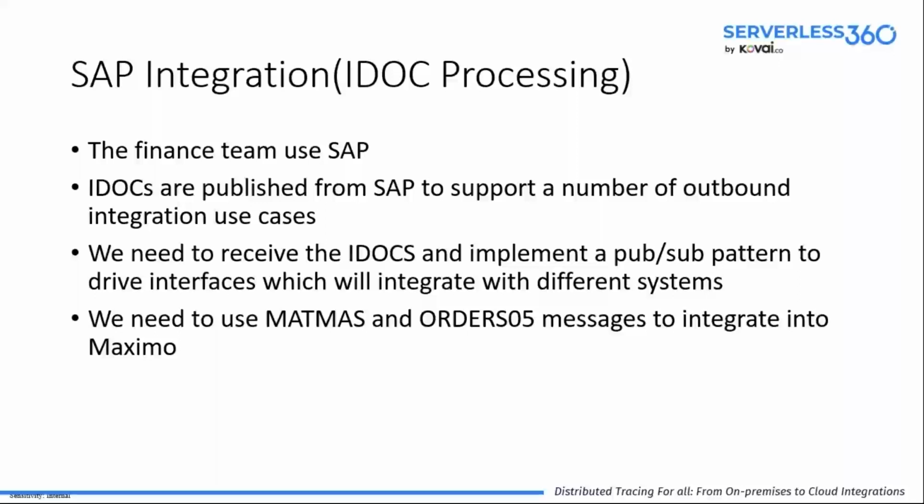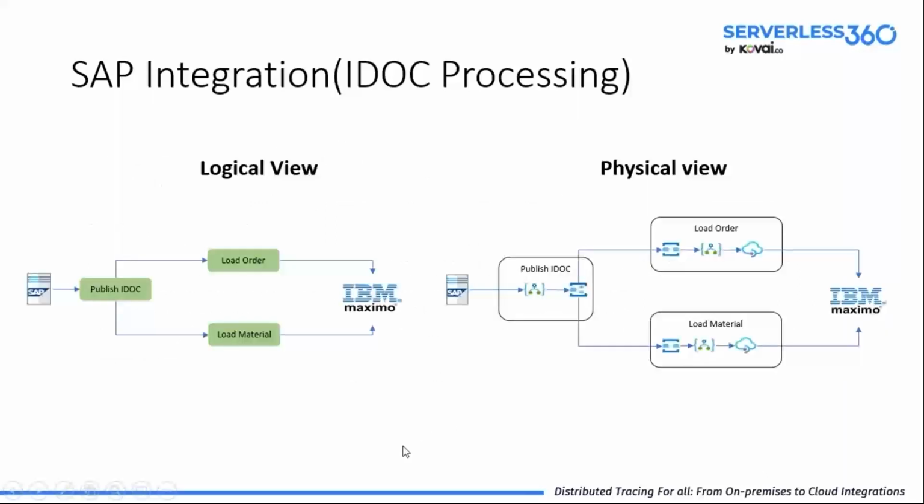So here I'm using IBM Maximo, and we need to use MATMAS and ORDERS05 messages to integrate with IBM Maximo. So this exactly is our customer scenario. And here, this is my logical view of the application. I have an SAP system which will publish my iDoc, and I need a component that would load this order to IBM Maximo.